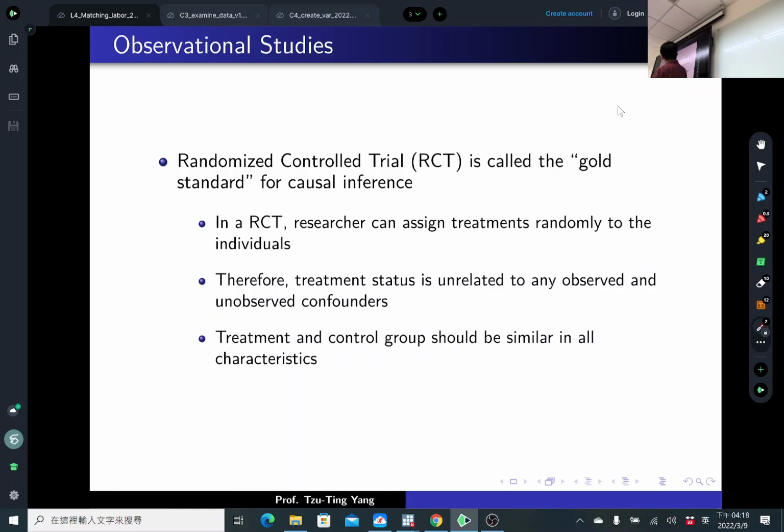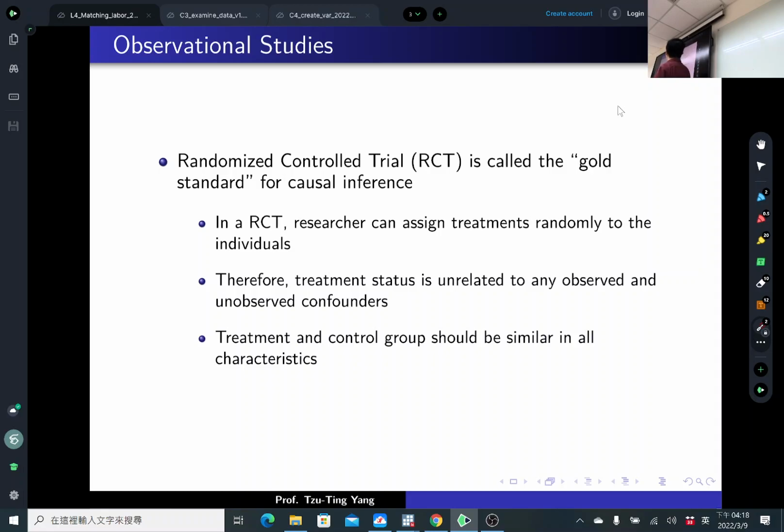Due to this, the treatment status is unrelated to any observed and also unobserved factors. And then we can basically eliminate selection bias and make the treatment group and control group very similar in terms of all characteristics. So that means they are comparable. The only difference is that the treatment group gets a treatment and the control group does not. So if we find any change in the outcome, we can attribute it to the treatment status.